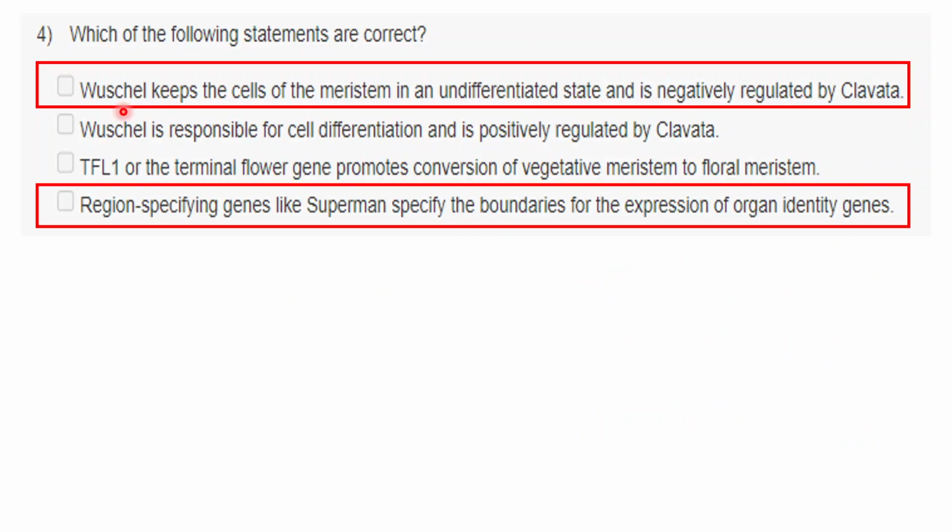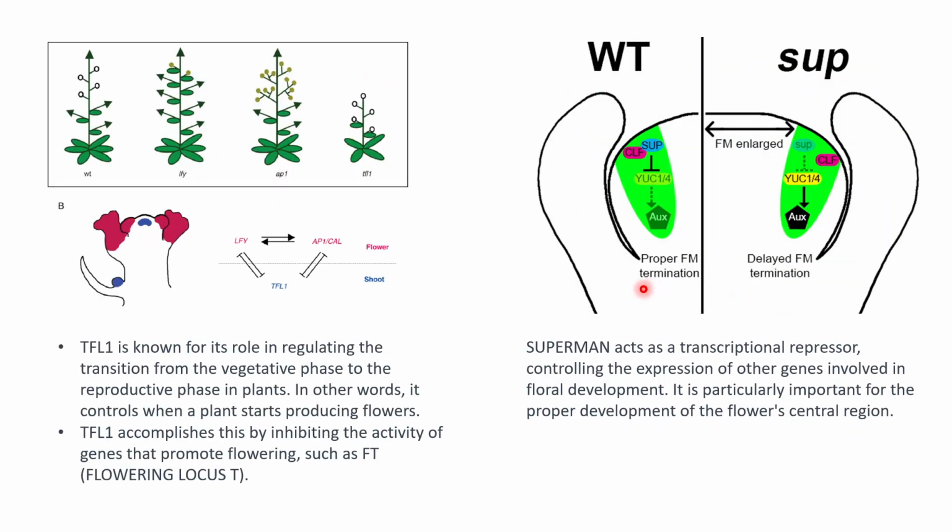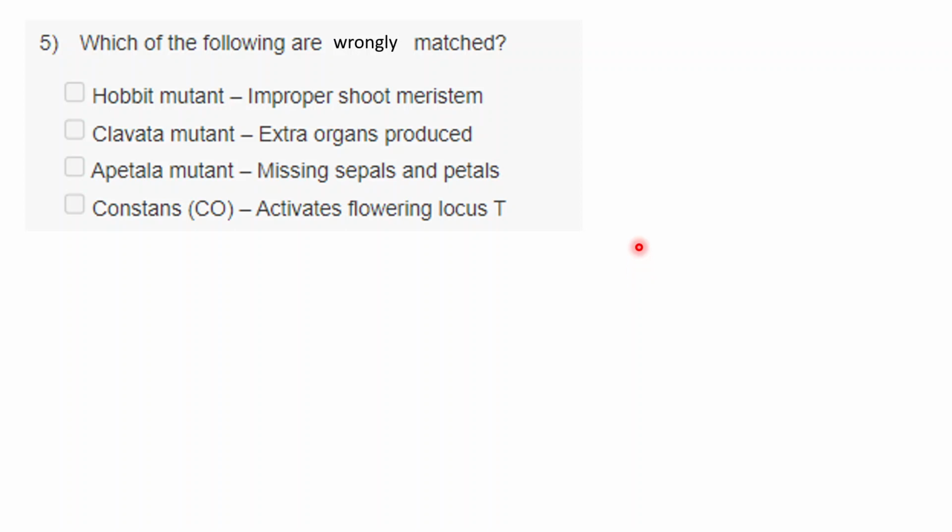So we have statement 1 and statement 4 as the correct statements, and Ajay has answered correctly, as have other students. Okay. Let's move on to the next question.